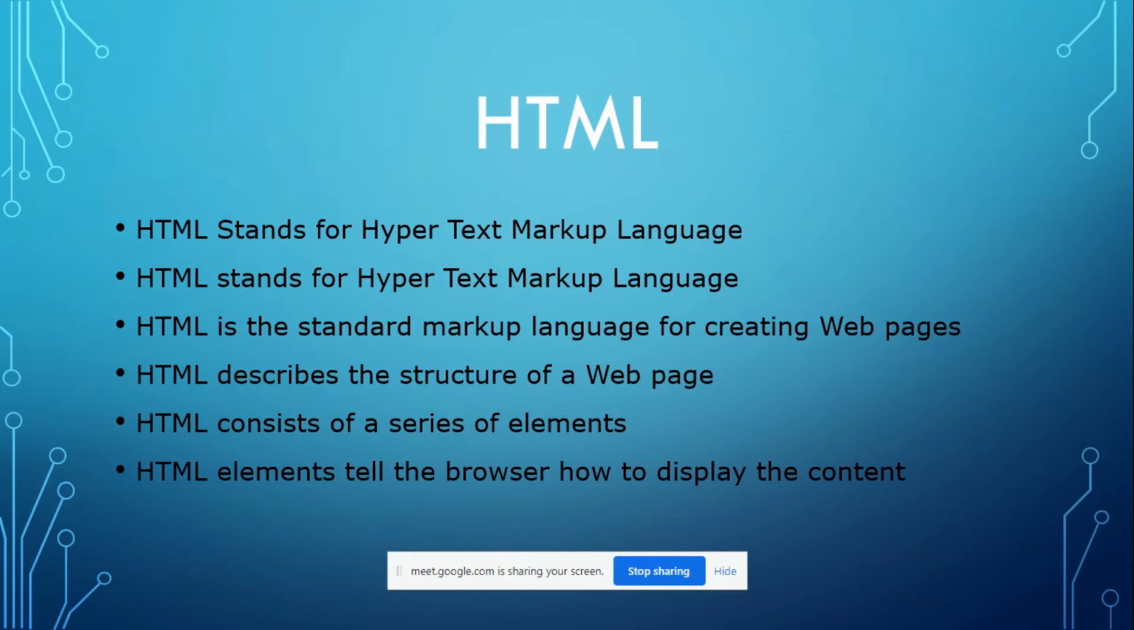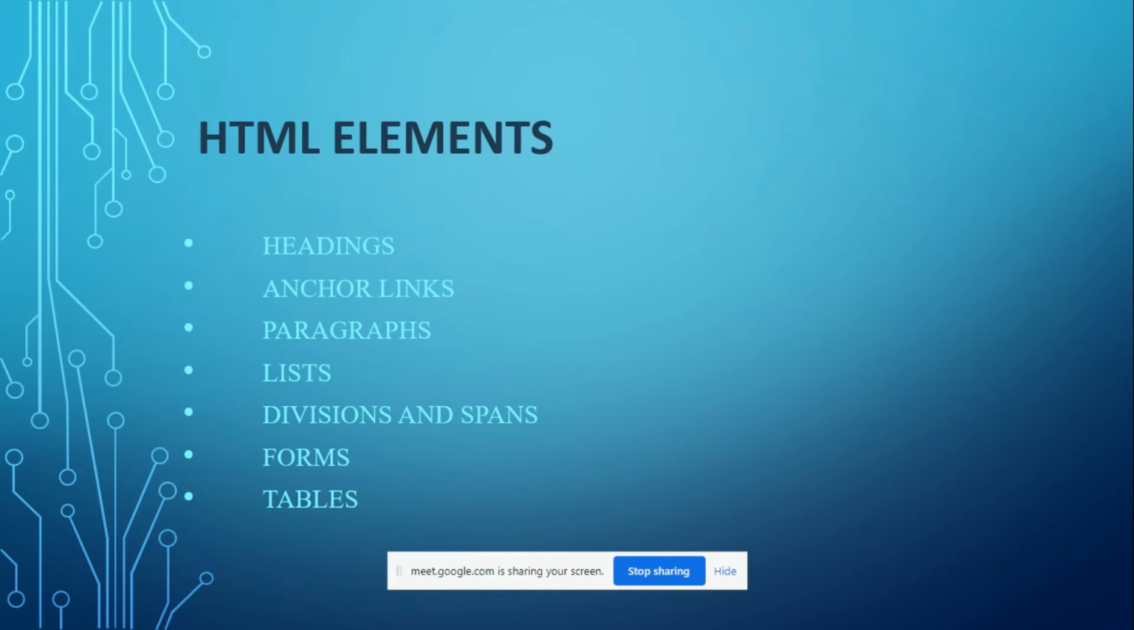It has a number of elements, and this HTML element tells the browser how to display the content. The elements include headings, links, paragraphs, lists, divisions and spans, forms, tables, amongst others. For example, images, that I've not included in the list, frames. Those are elements. Each of these elements has a corresponding tag. A tag is used to annotate part of a web page.